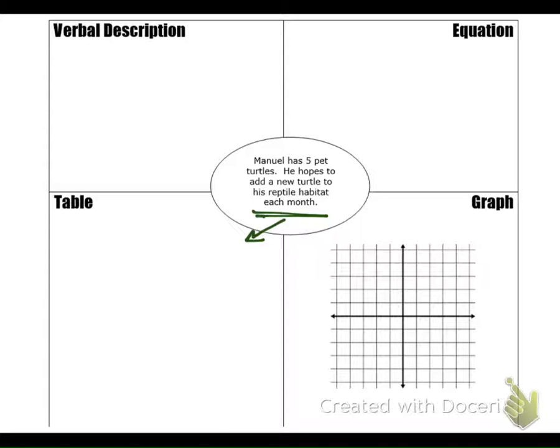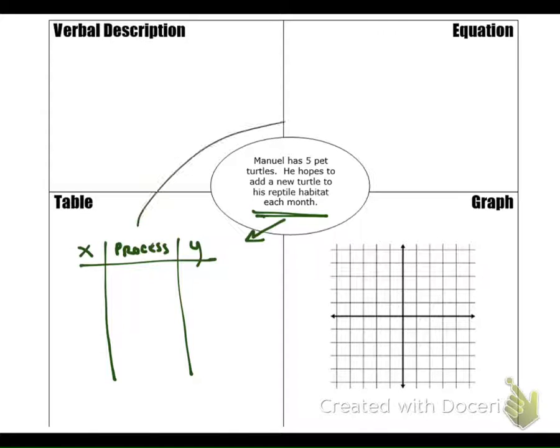So I'm going to set up a little table here. I'm going to give myself 3 columns. I'm going to give myself an x column, a y column, and my middle is going to be for my process. This is what did I do to get from x to y. Now this is an important column because this is eventually going to take us up here to our equation section. But we'll worry about that in just a second.